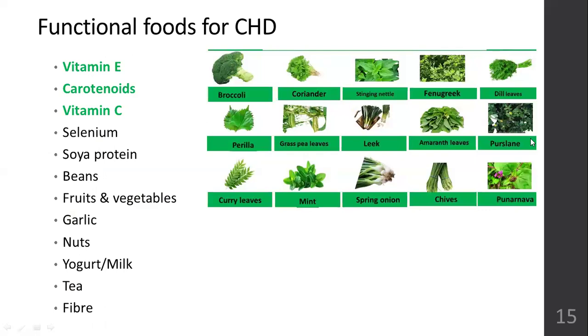Next, coming to functional foods for coronary heart diseases, cardiovascular diseases. This part is important from a practical point of view. First is your vitamin E. Why I have put vitamin E, carotenoids, and vitamin C in green? All the green leafy vegetables are rich in these three: vitamin E, carotenoids, and vitamin C. Anything that is green in color, green leafy vegetables or dark green vegetables, are automatically high in vitamin E, carotenoids, vitamin C.